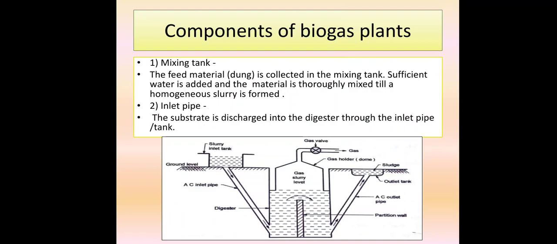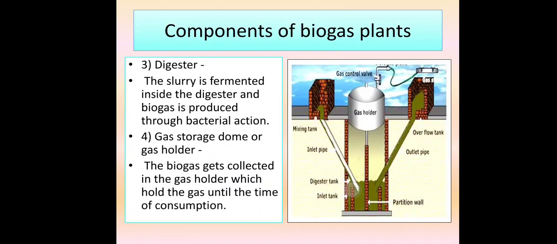Components of biogas plants. First, mixing tank. The feed material, that is dung, is collected in the mixing tank. Sufficient water is added and the material is thoroughly mixed till a homogeneous slurry is formed. Second, inlet pipe. The substrate is discharged into the digester through the inlet pipe or inlet tank. Third, the digester. The slurry is fermented inside the digester and biogas is produced through bacterial action.